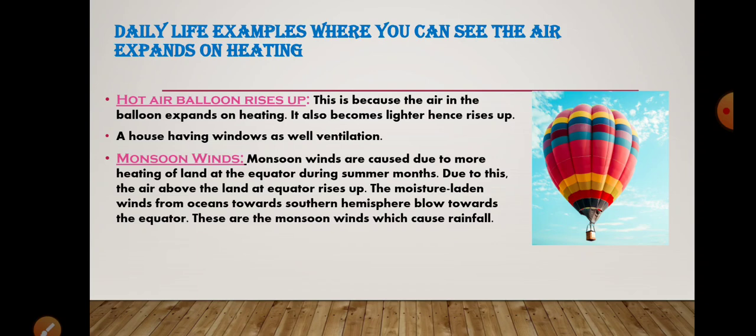Then third point is monsoon winds. Monsoon winds are also caused due to more heating of land at the equator during summer months. Due to this, the air above the land at the equator rises up, and the moisture-laden winds from the ocean toward the southern hemisphere blow towards the equator, and these are the monsoon winds which cause rainfall. In upcoming lectures, you will study in detail how monsoon winds are created.